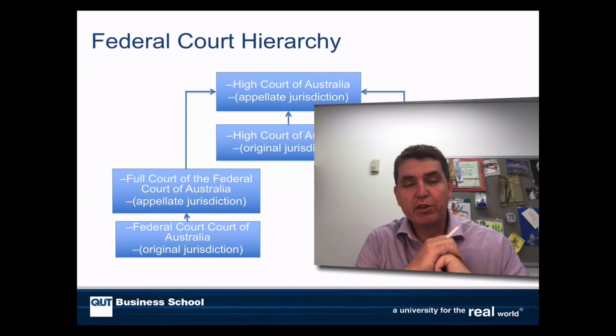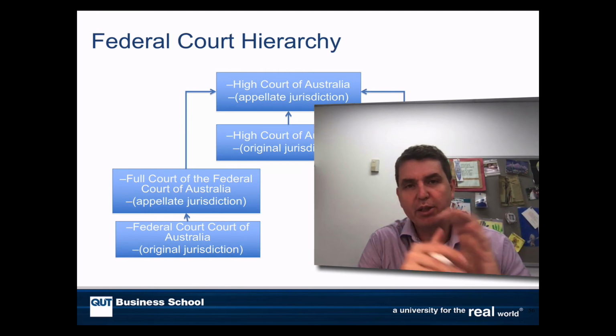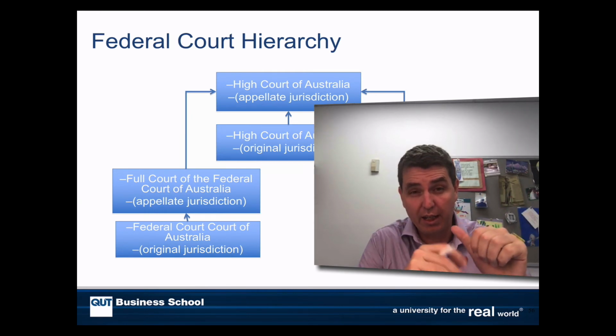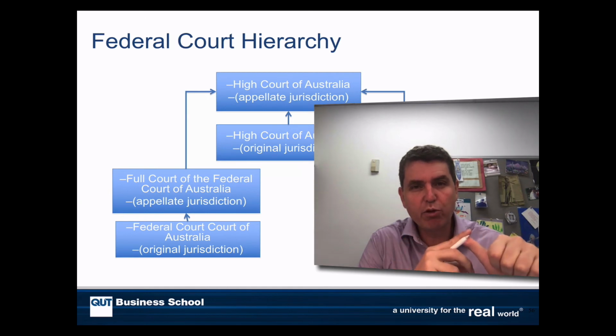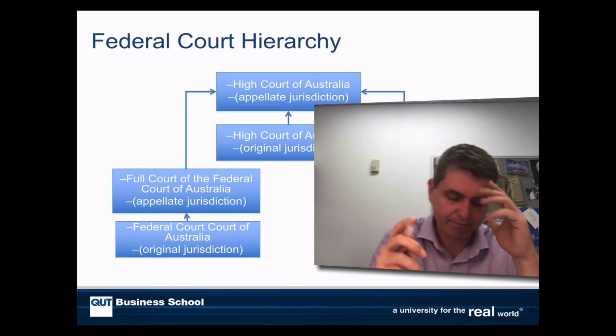So here we have our first court hierarchy. This is the federal court hierarchy. What you'll see is there are essentially three elements to the court hierarchy at a federal level: the federal court, the family court, and the high court. Let's have a look at them.